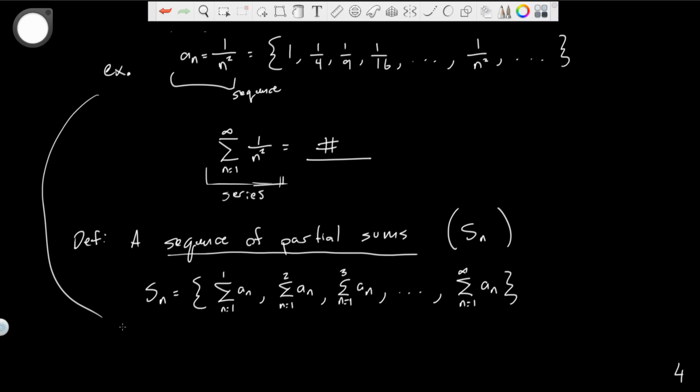What does this look like for our example? It's a terrible arrow. Let me try that again. That's a little bit better. What does this look like for our example? Well, the first term in our sequence is 1. The second term in our sequence is 1/4. So the second term in our sequence of partial sums is going to be the sum of the first two terms, 1 plus 1/4. That's going to be 5/4. Right? The third term is going to be 1 plus 1/4 plus 1/9.